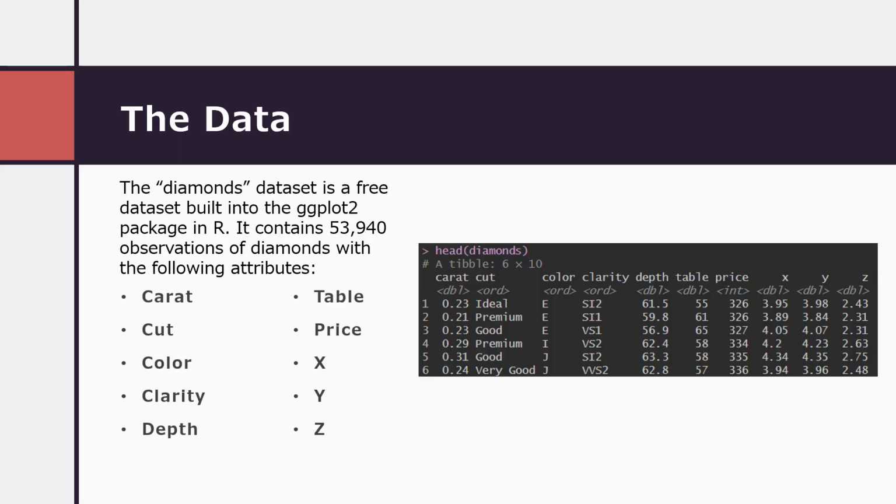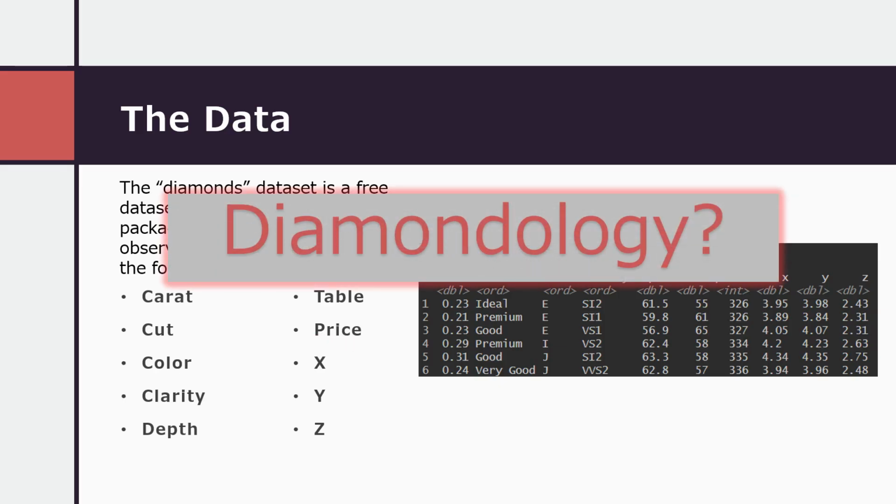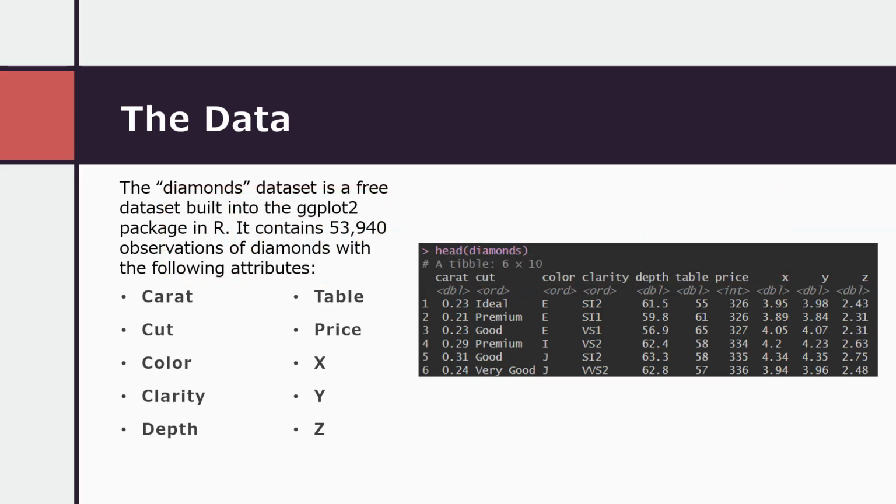Let's talk data. The diamonds dataset is built into ggplot2. So if you have ggplot2 loaded or the tidyverse, you have this dataset. We look at 53,940 individual diamonds and how they measure against these attributes. Here, I will be focusing on carat, color, and price. In diamondology, carat refers to the mass, and 1 carat is equal to 200 milligrams. Color and price should be pretty self-explanatory. Here, we have a sample of the diamonds dataset.